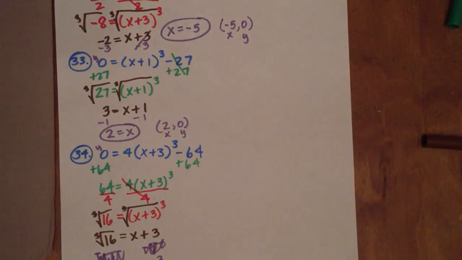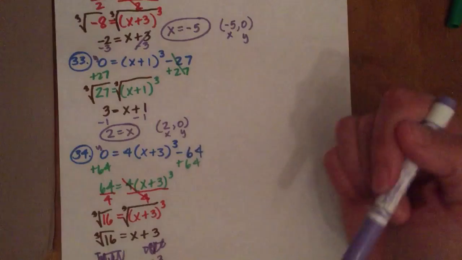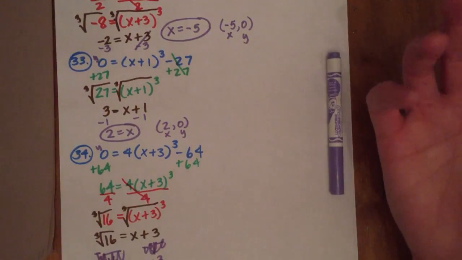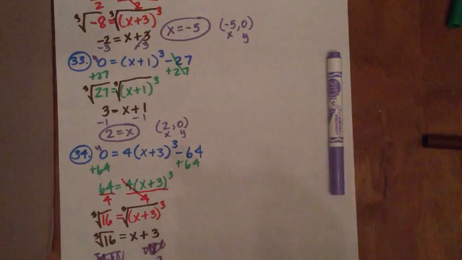and that would actually be your root. If you actually did the math, took the cube root of 16 and subtracted 3, that will give you your x value. And that is how we solve cubic equations and find the solution set, or the x-intercepts, when we actually have to take the cube root.